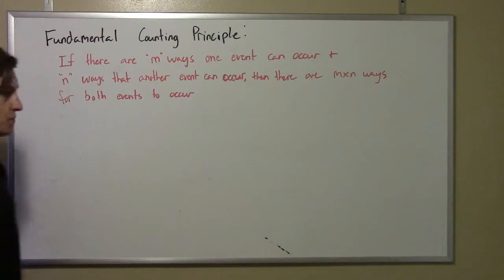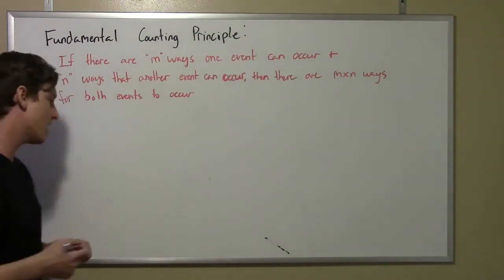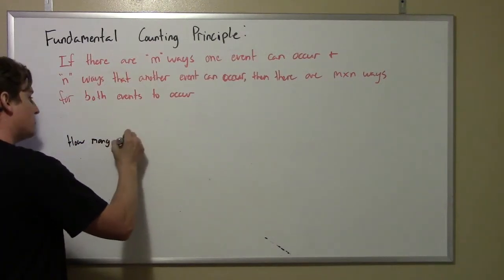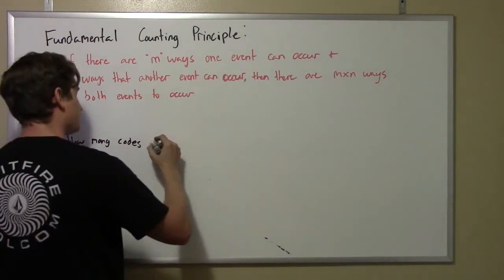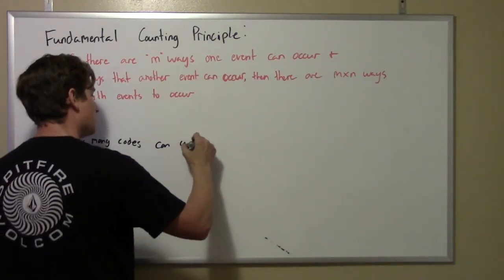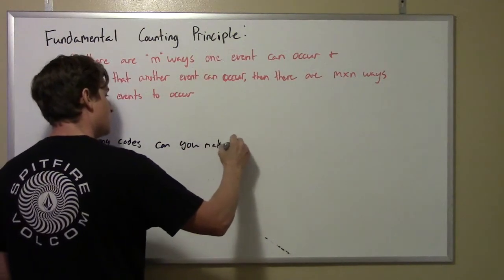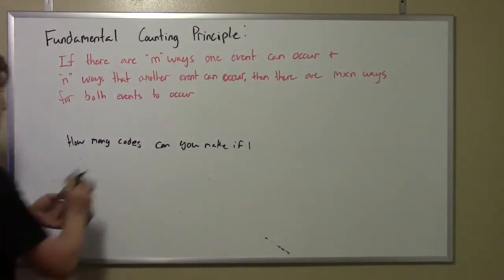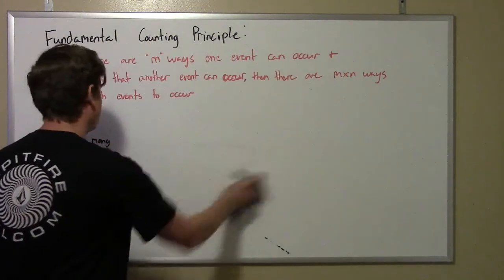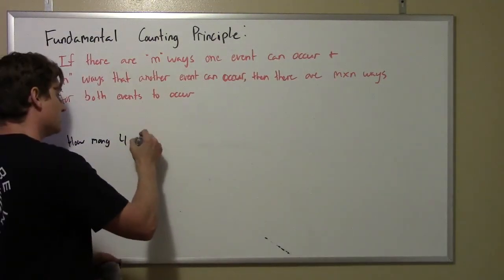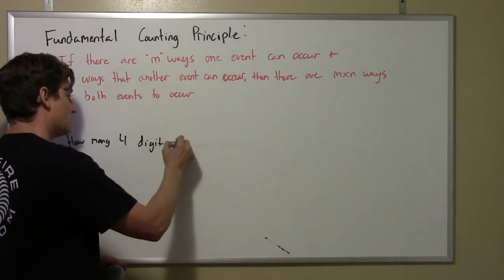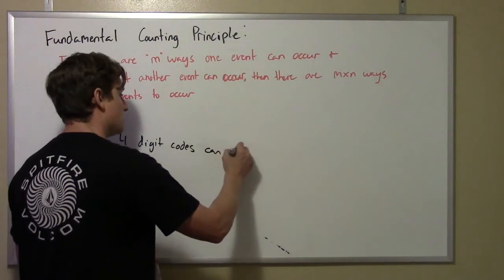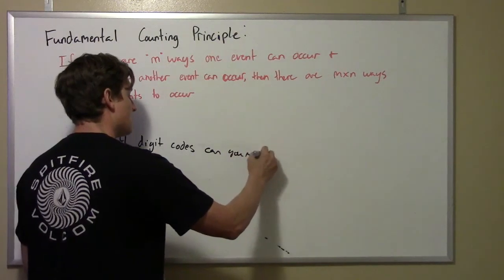Okay, you can also do this with numbers and codes and stuff. So, how many codes can you make? Let's do how many 4-digit codes can you make? And let's make these numerical.